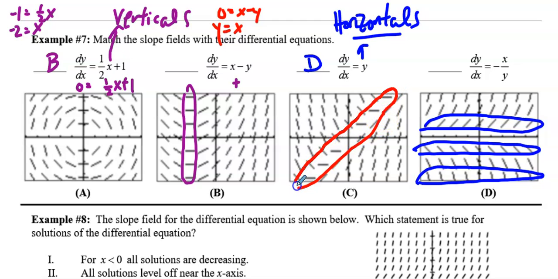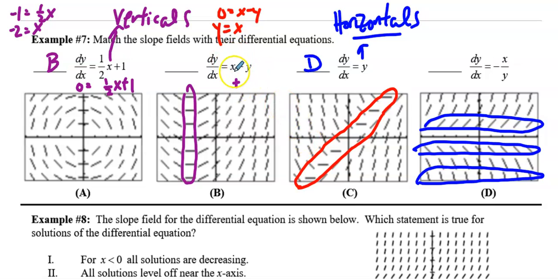And you guys can clearly see that y equals x will have a 0. Remember, when x and y are equal to each other, then the slope field, this dy/dx, is going to be equal to 0. You can also plug in values. When x is greater than y, the slope field is going to be positive. When y is negative and bigger than x, it's also going to be positive.